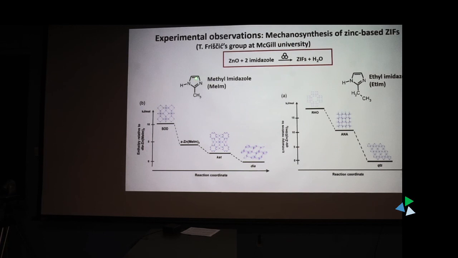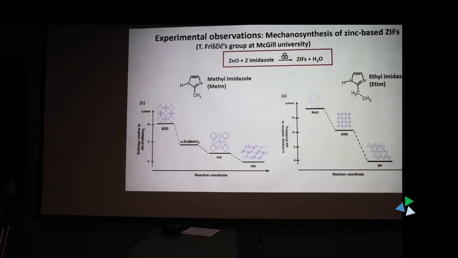They use a special kind of imidazole where they include this group here, the methyl group, and they use also this imidazole with the ethyl group. Okay, so this is methyl imidazole and this is ethyl imidazole. So they mixed these molecules with zinc oxide. And the funny thing is that depending on the linker, on the ligand, they get different ZIF topologies. So for this ligand, they find the SOD, the sodalite topology. After that, they find an amorphous phase. After that, they find the calcinate. After that, the diamondoid topology.